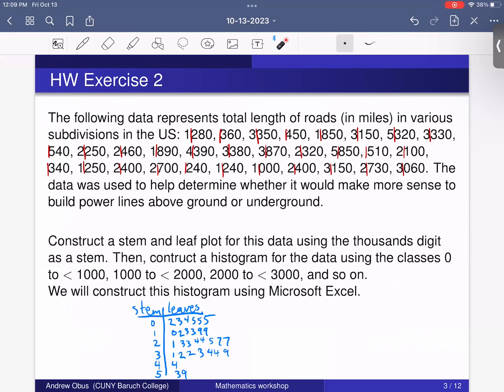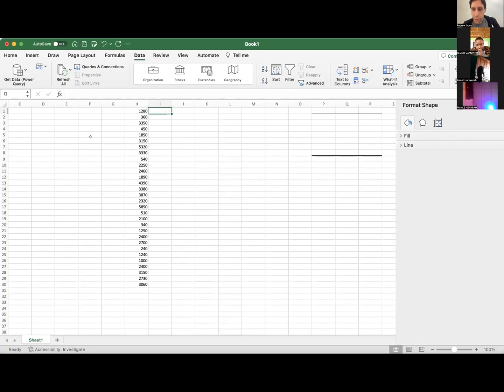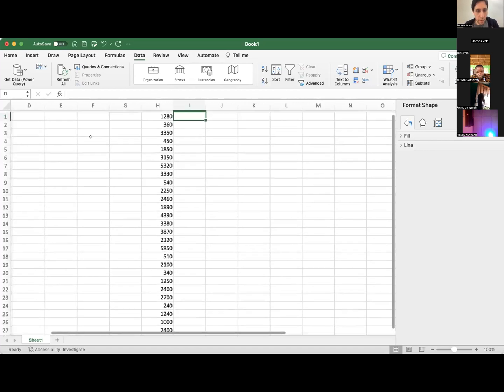Okay, give me one second so I can show you my Excel. Okay, so let me mute everybody. I'm going to share my screen with Excel. Can everybody see my Excel spreadsheet? Try to make it a little bigger.